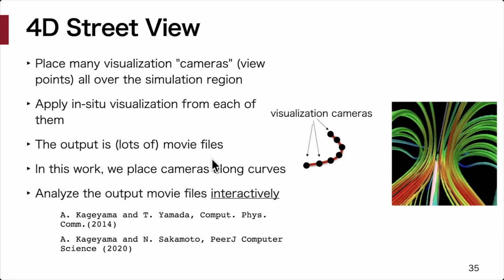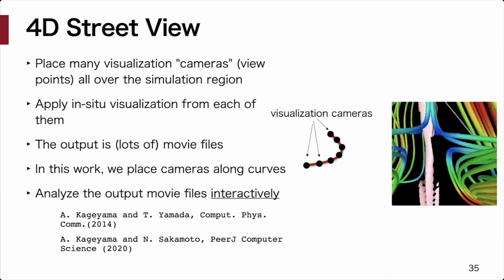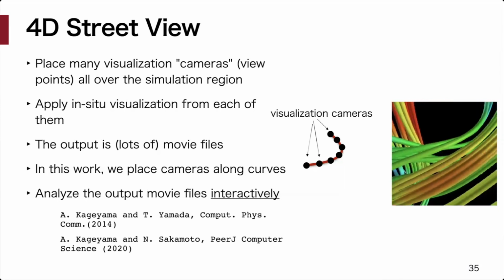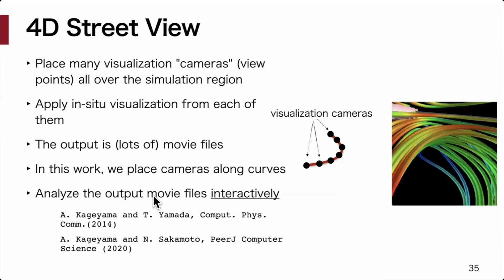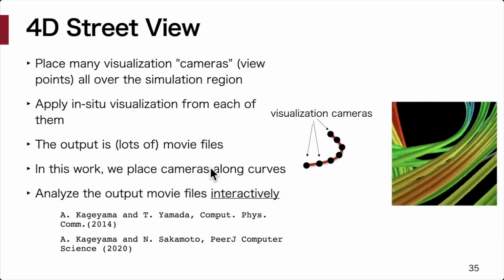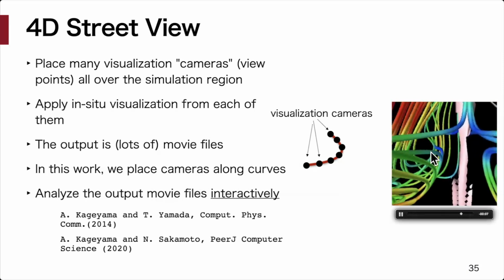And the output is a lot of movie files, and we apply some kind of interactive analysis to these movie files, like Google Street View. So this is the key idea of the 4D Street View, and this is how I analyze this field.